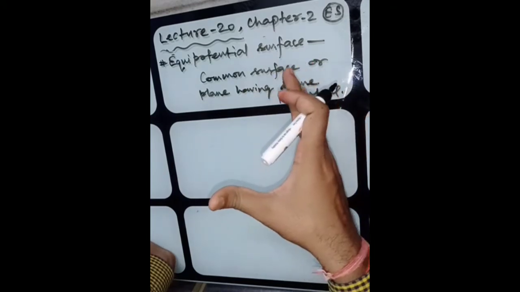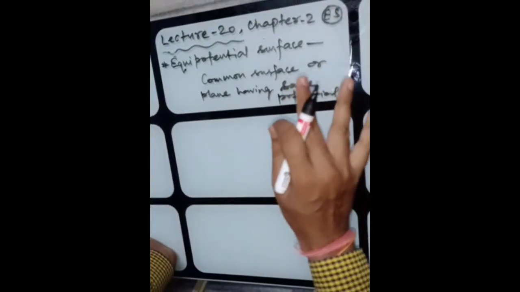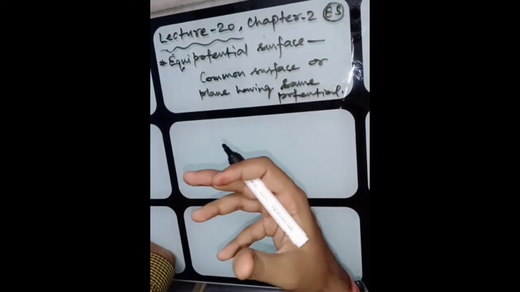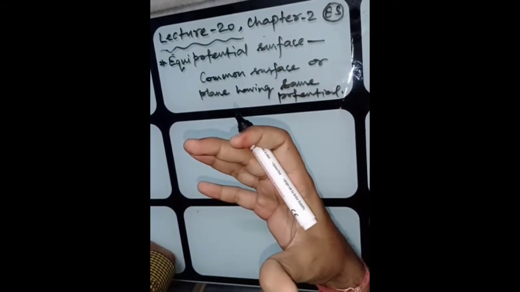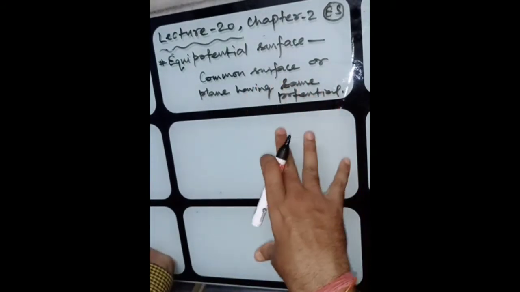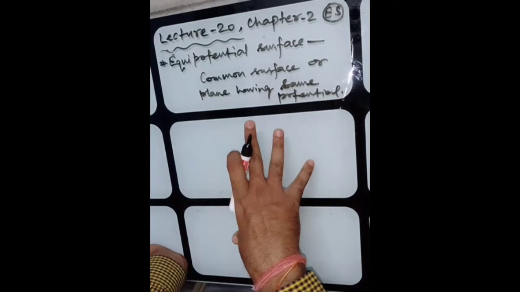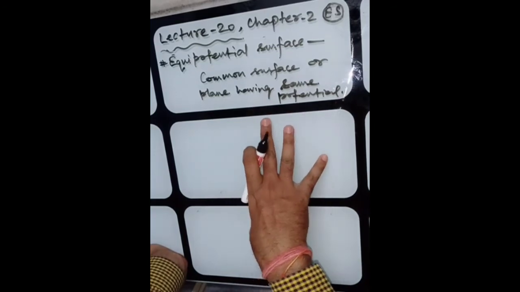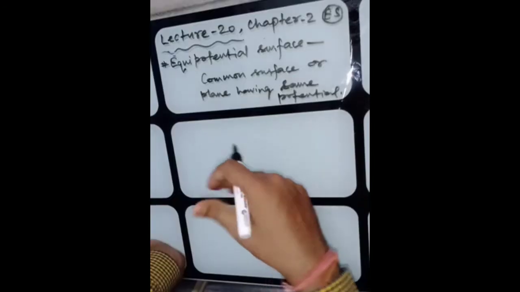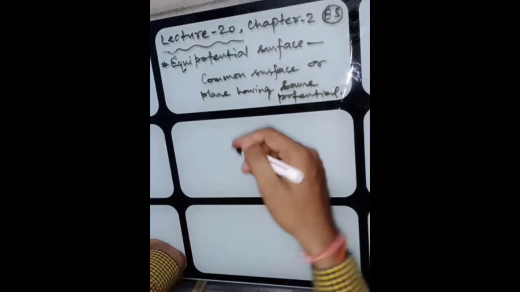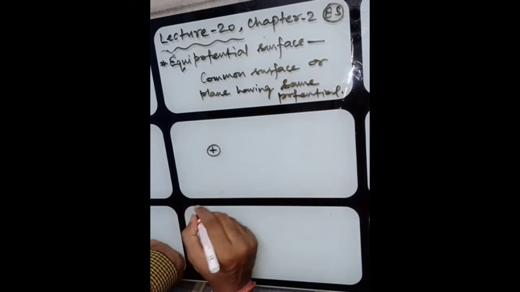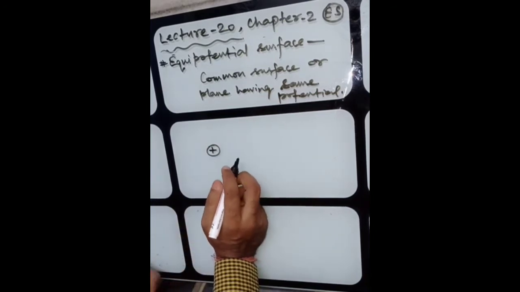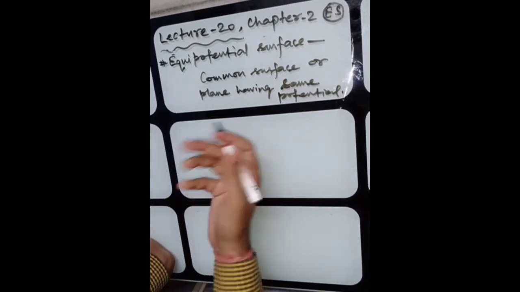We are talking about the electric potential. A very simple example: earth is an equipotential surface for us. Suppose I tell you to draw the equipotential surface for a charge. Which type of equipotential surface will you draw actually?